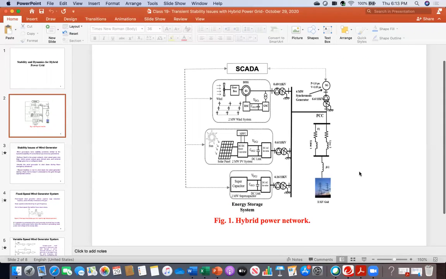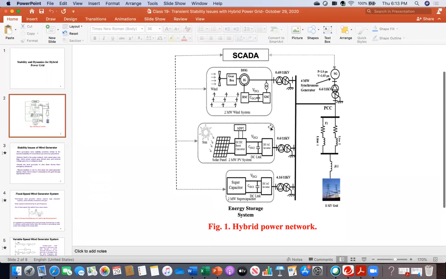Probably I have shown you this diagram before. Here, as you can see, there is a conventional system, which is SG. SG means synchronous generator. And then, as you can see on the left side, there is a 2 megawatt wind turbine system, and then a 2 megawatt photovoltaic system. And then for energy storage, for example, here a supercapacitor battery energy storage. And all of them are connected at this common bus, and they are connected together with that synchronous machine system. And all this together is powering the distribution grid.